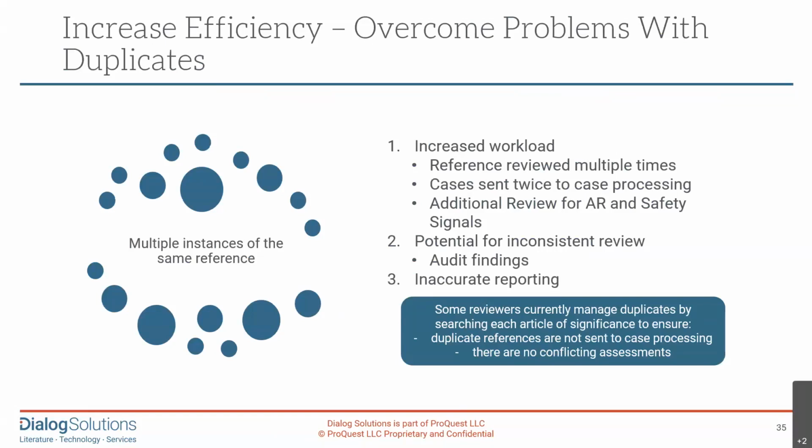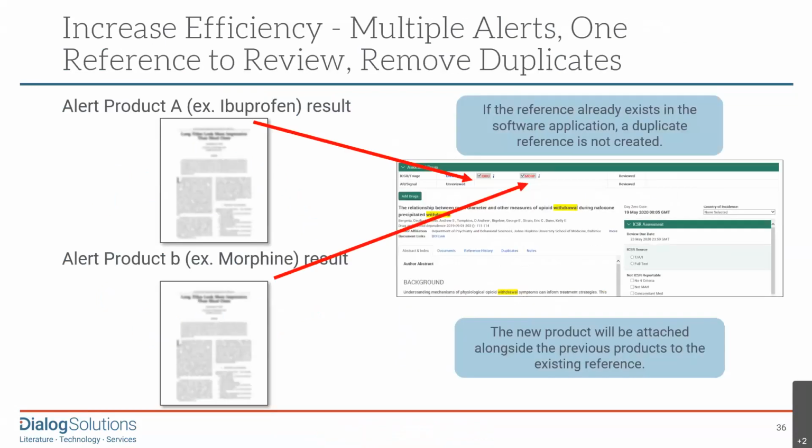And we have seen that some reviewers actually spend time, if they find a reference with valid criteria, searching the body of references to make sure that it's not a duplicate, and to make sure that case processing doesn't get conflicting assessments or duplicate assessments. So it can be a very big problem. And what software can do is it can map one article to multiple products.